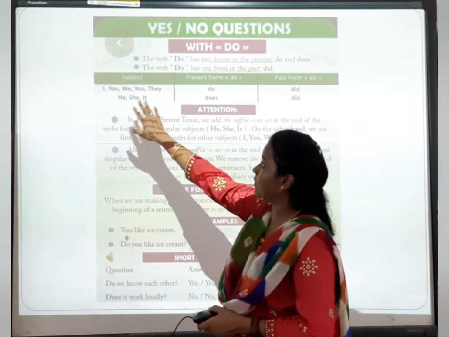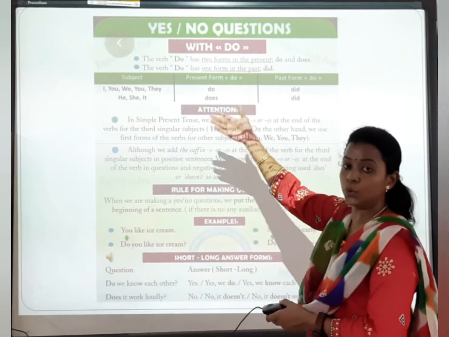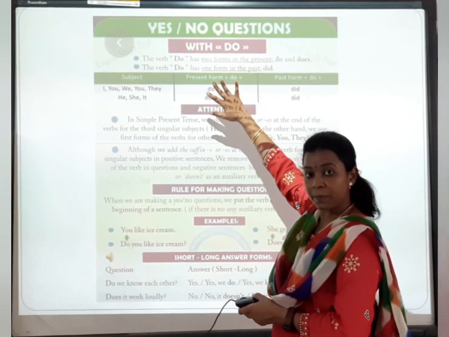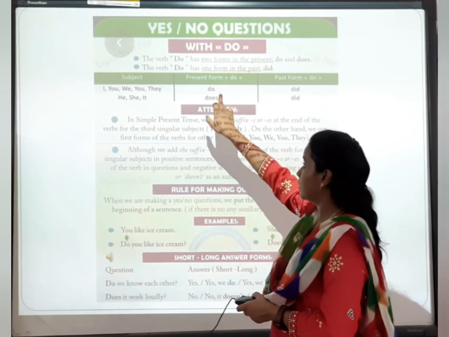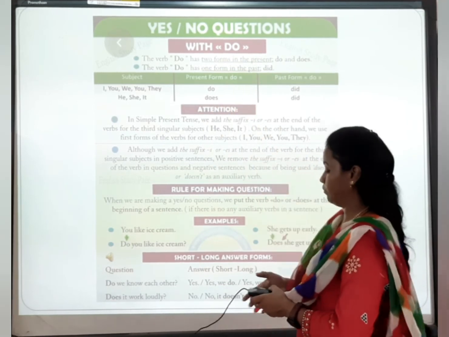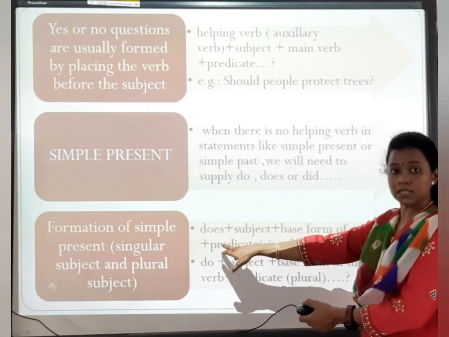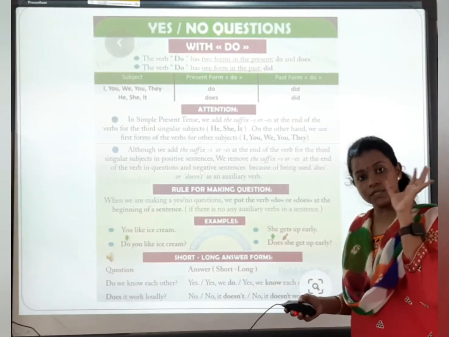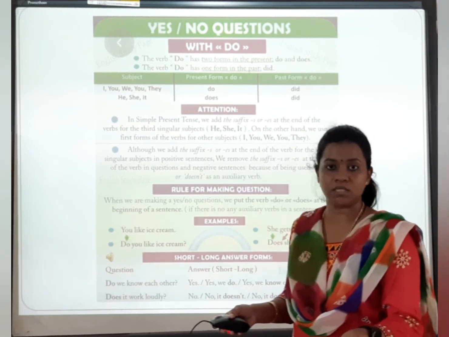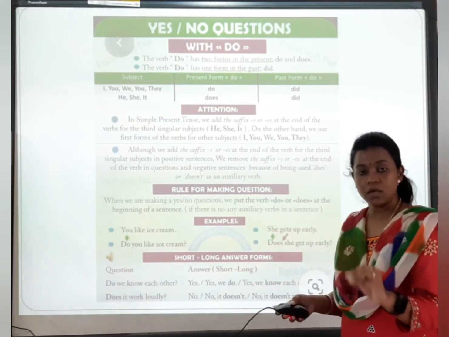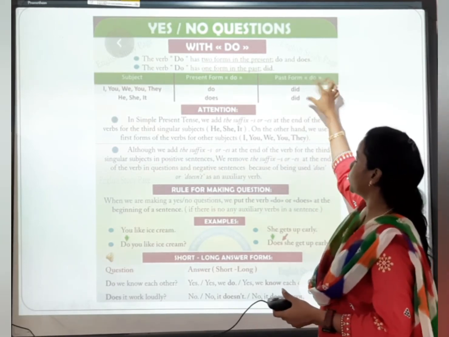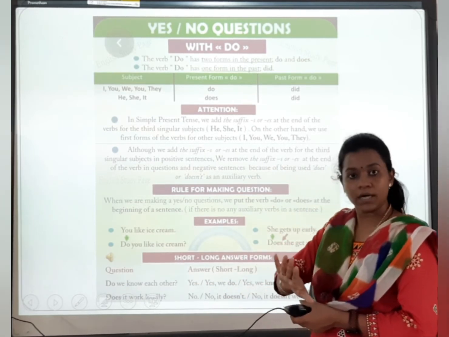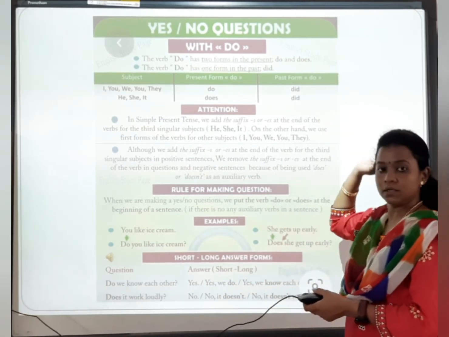So in the column also there will be subjects like I, you, we, you, they, he, she, it. For the present form there are two. Simple present, singular, does, plural, do. For past form, whether it is a singular subject or whether it is a plural subject, if it is a simple past, for yes or no question, both will be did. अब वो singular subject हो या plural subject हो. Understand? For them it will be both did.